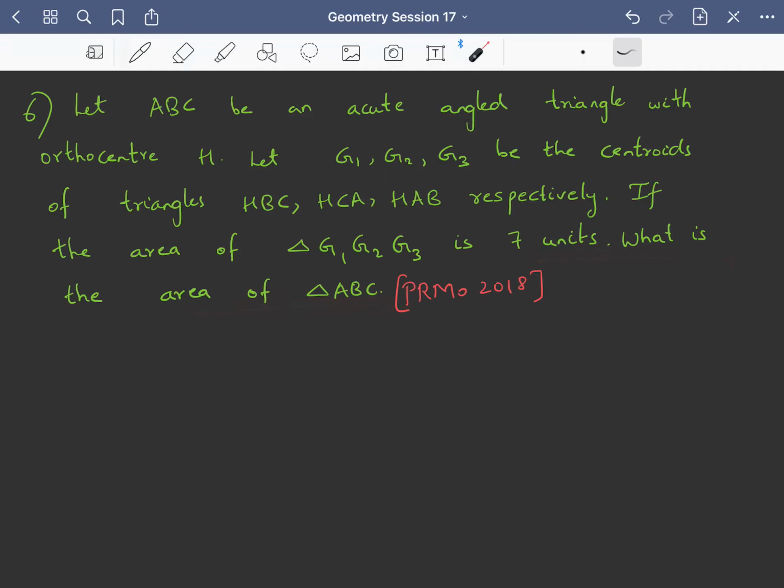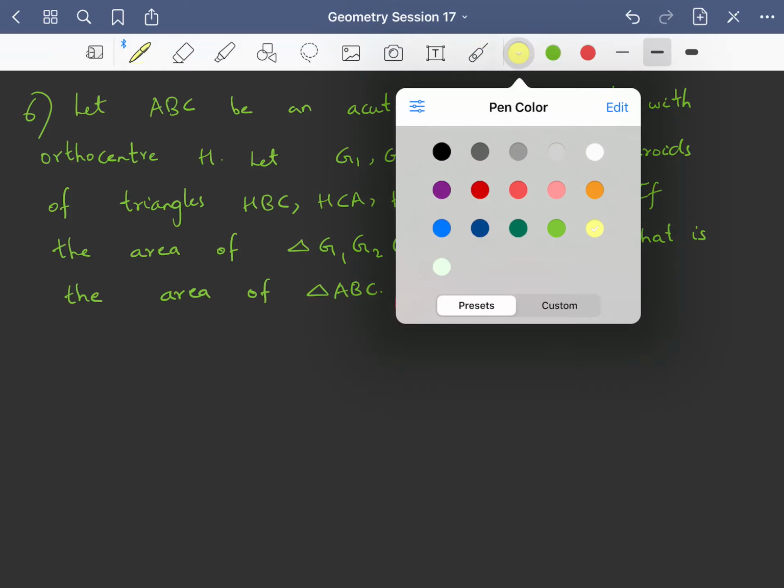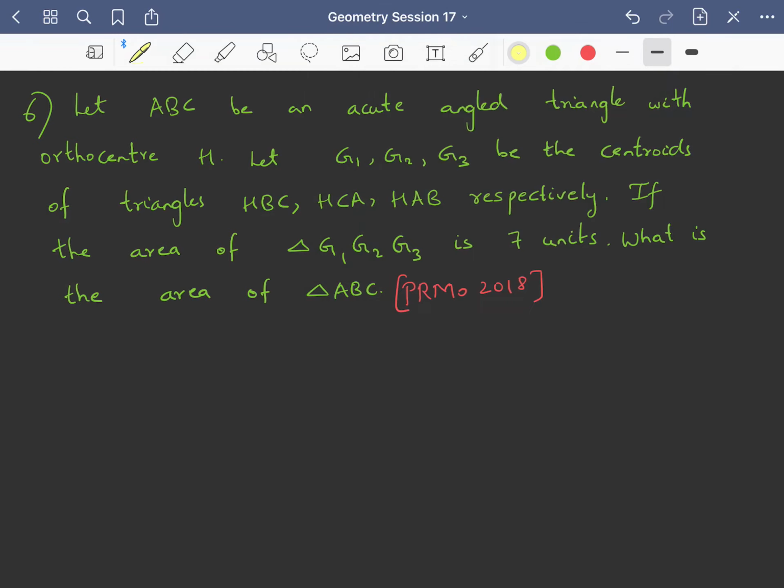Just copy the problem. Now pause the video and give this problem a try for at least 20 minutes. This is really a good problem, but it is doable, not very difficult. So give this problem a try and then come back to see the solution.